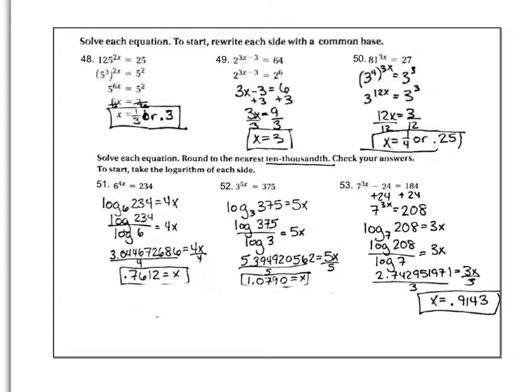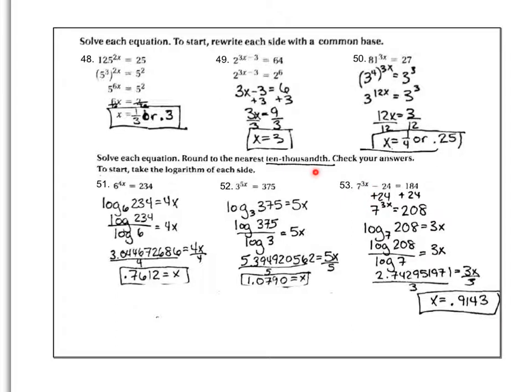Homework answers from last night. Number 48, they turned it into the same base for you, and then you just had to set your exponents equal to each other to solve. 49, they also found the same base for you. 50, you had to find the same base. 51, 52, and 53, we're taking the logs. Pay attention to 53. You have to get rid of this minus 24 before you can do that. You need to isolate the number with the exponent.